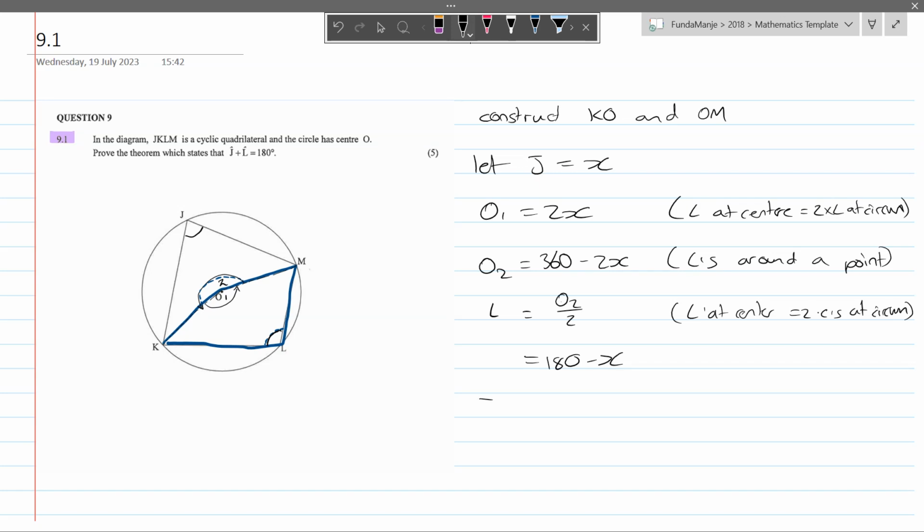Then if I now add J plus L, I get x plus 180 minus x. You can put brackets since this is a substitution, and then we're going to basically have 180 at the end. So we've proved that J plus L is equal to 180 degrees.